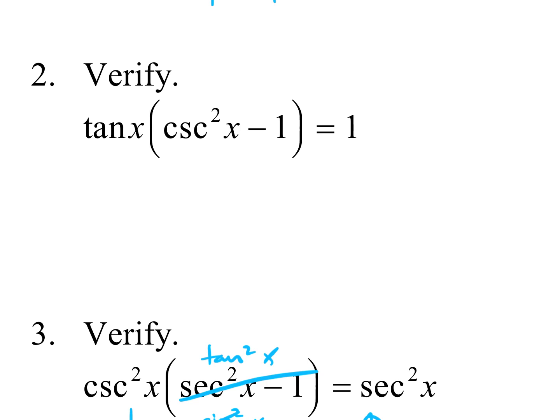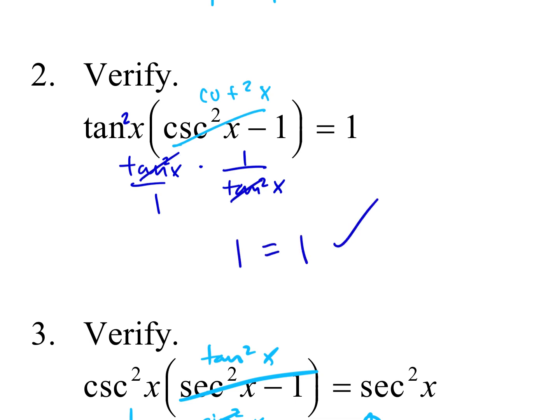Number 2, again, I see that I have a Pythagorean identity that I'm probably going to use. Cosecant squared minus 1 would be cotangent squared. And we said that this should be a tangent squared. So when I have tangent squared times, I know cotangent relates to tangent. It's the reciprocal of it, so I can make it 1 over tangent squared, which I can cross out my tangents. So I get 1 is equal to 1.